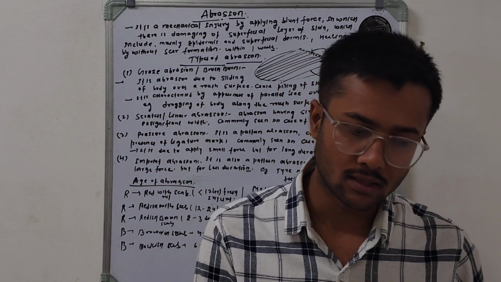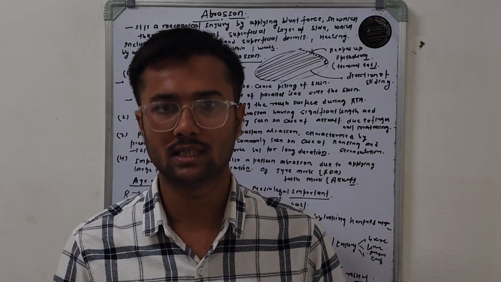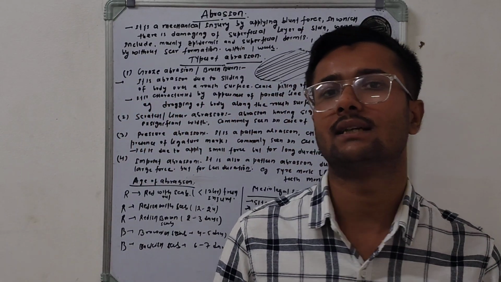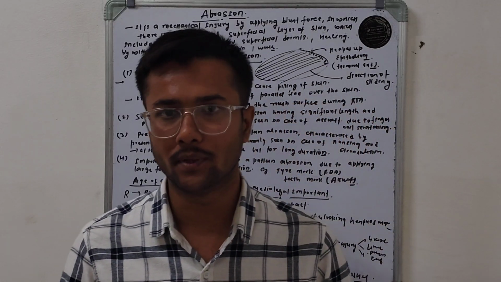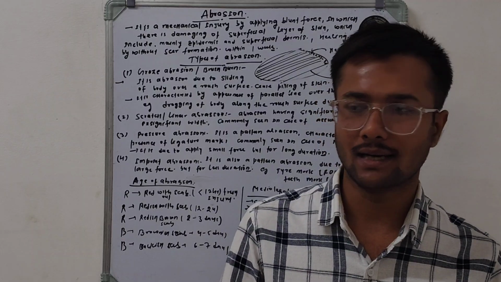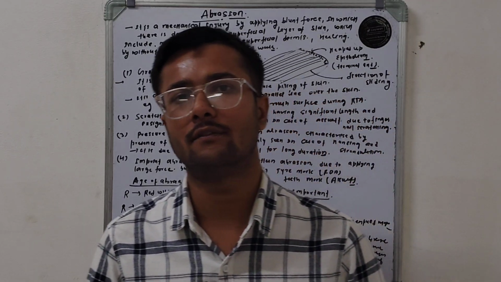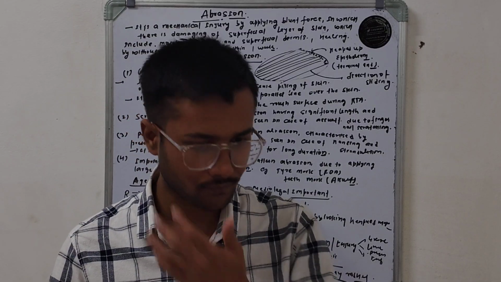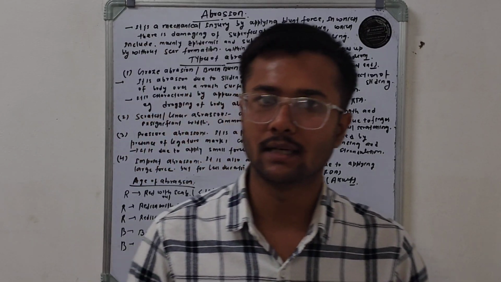So what is the definition of this graze abrasion? It is the type of abrasion due to the sliding of the body over a rough surface, which is characterized by the presence of heaped epithelium or parallel lines. These parallel lines indicate the direction of what? Direction of injury.